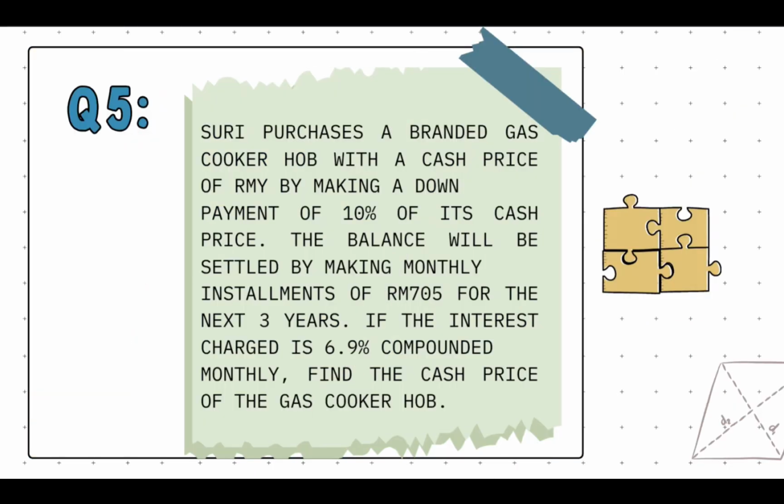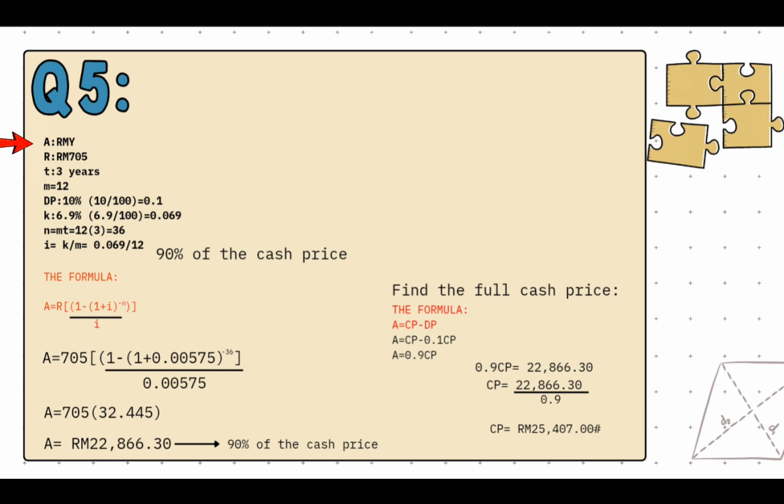Thank you. So we can see the cash price is RM Y, down payment is 10%, and monthly installment is 705 for 3 years. R equal to 705, A equal to RM Y, T is 3 years, down payment is 10%, which we convert to 0.1. M is monthly, equal to 12, and I is K over M. So I is 0.069 over 12, and we got 0.00575. The interest charge is 6.9%, which becomes 0.069. So N is M multiply T, 12 multiply 3, and we got 36.